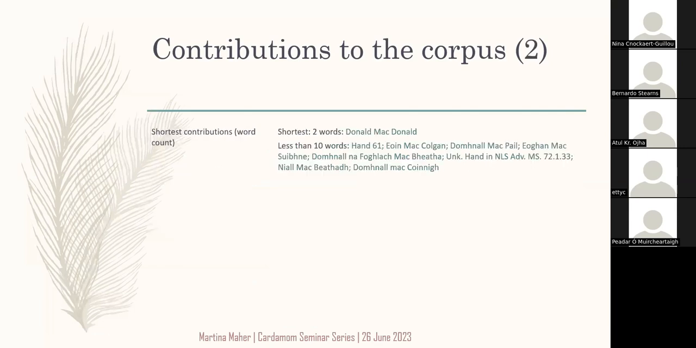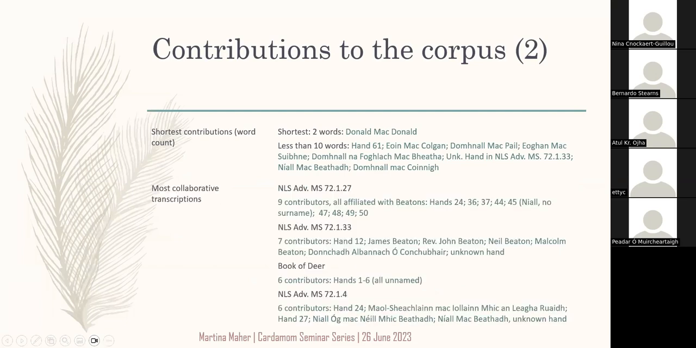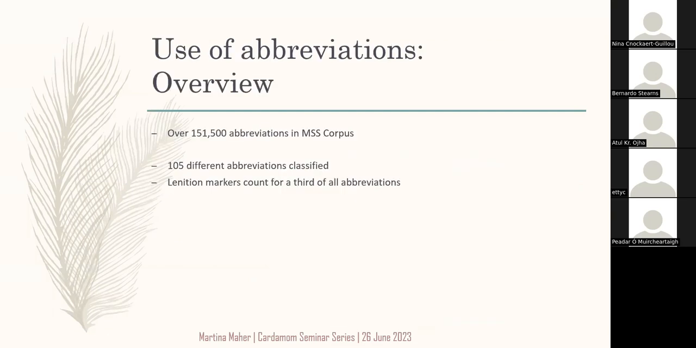We can also count how much every single scribe contributes. So the shortest contribution is that of 2 words. It is Donald MacDonald, or Dole MacDole. He is Lord of the Isles, and so he simply signs himself MacDole, MacDonald, and you know who that is. There are a number of scribes who only make very short contributions. They're listed here. That went a wee bit too fast.